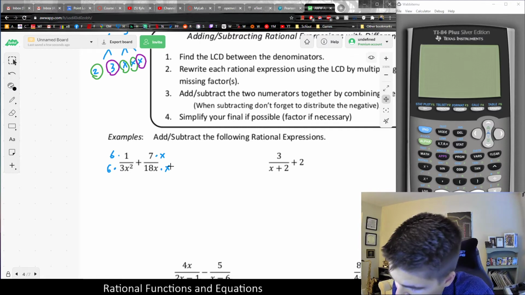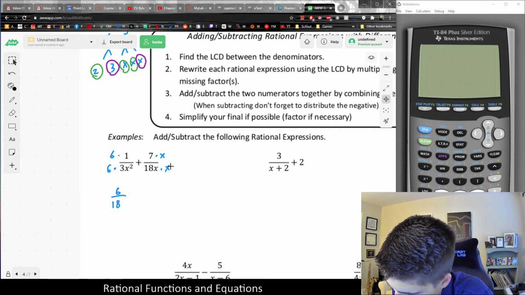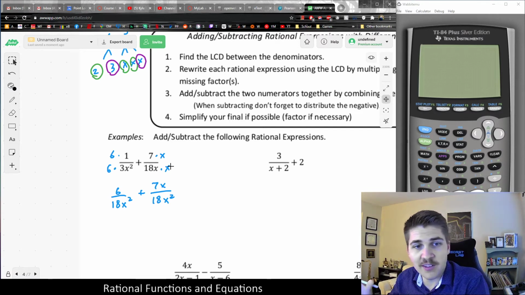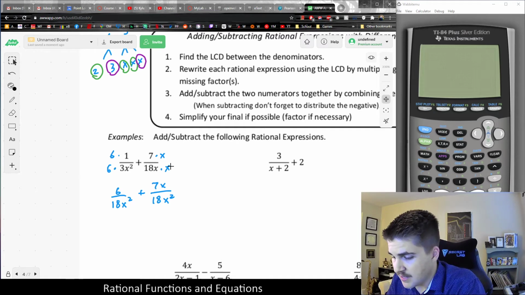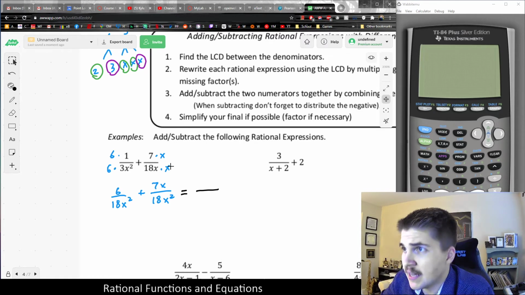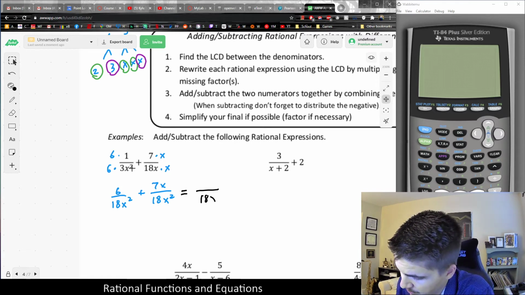And now what we'd be left with is 6 over 18x squared plus 7x over 18x squared. And right here, you don't want to simplify because that was the whole point. Because now that I have a common denominator, what will happen is it will add across the top and the denominator will stay the same.